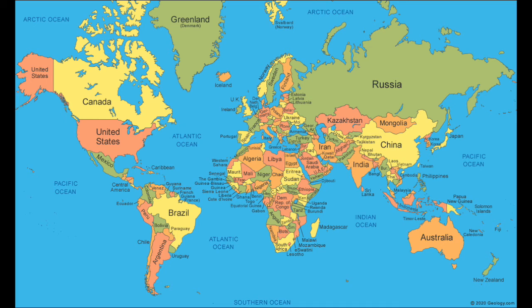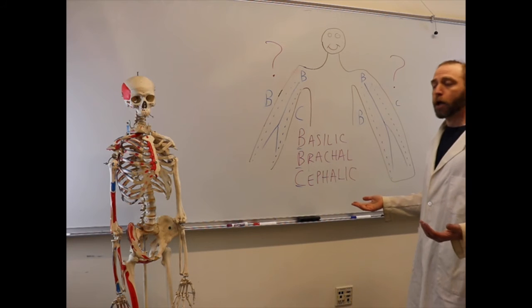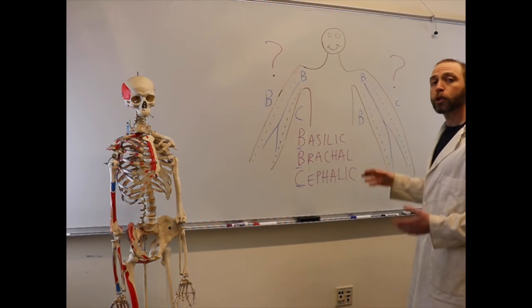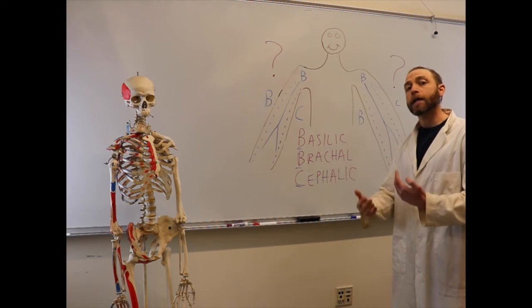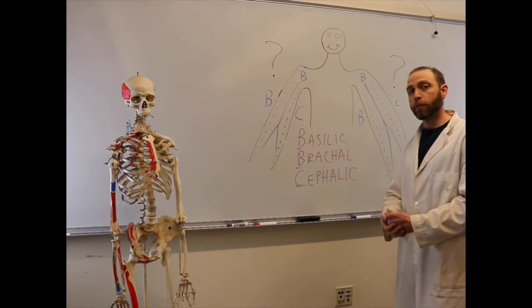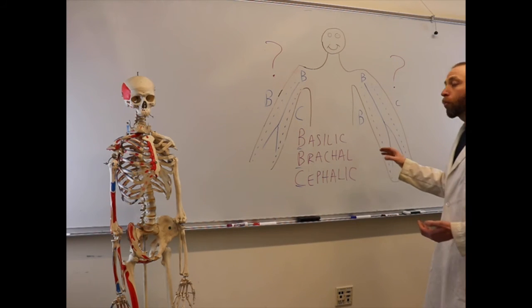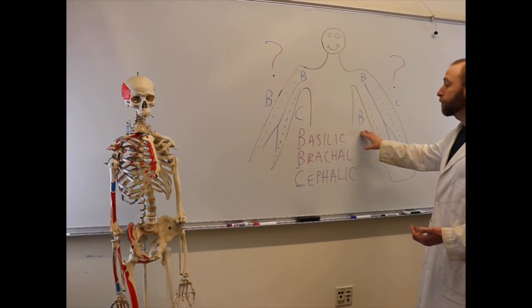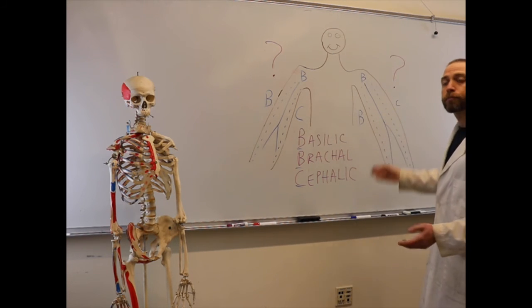Alright, so when we look at a world map the way it's normally shown, we see that the US is on the left and the UK is on the right. Now, going back to our diagram of the body, I associate the UK with the right side, or the left arm of the person. And since I associate the UK with the BBC, this is the arm where the veins spell out BBC. So basilic is medial, cephalic is lateral.